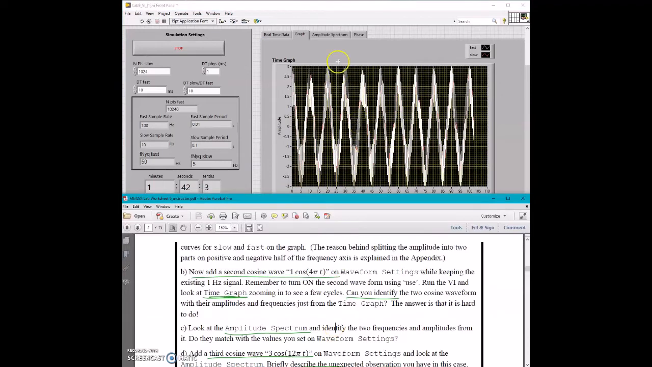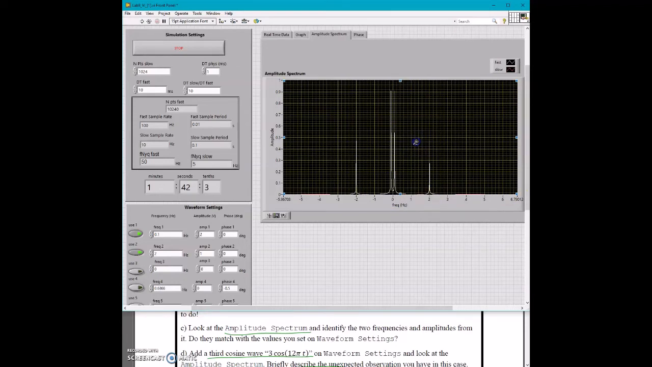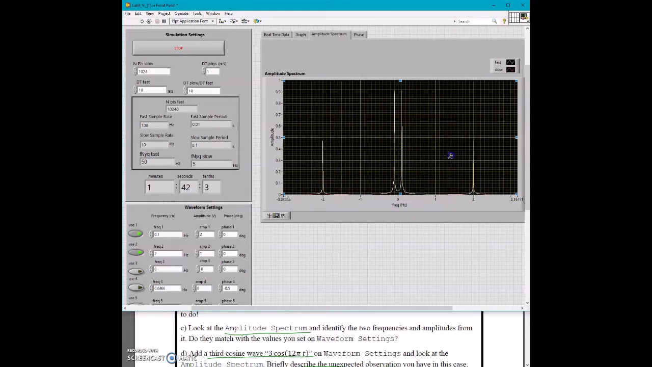So now when you look at the amplitude spectrum, what do you see? It's still the x-axis between plus minus 50. That's being limited by the fast sampling rate. You see the red line underneath the white line, and they're identical to each other. And then you see another signal at 2 hertz, with amplitude of about 0.5. When you multiply by 2, you get an amplitude of 1.